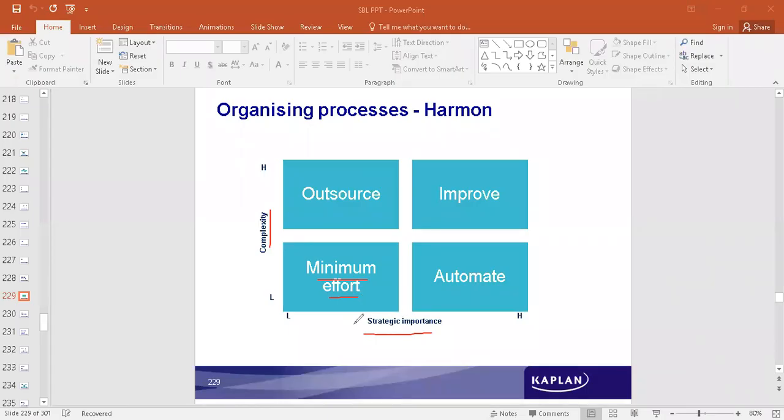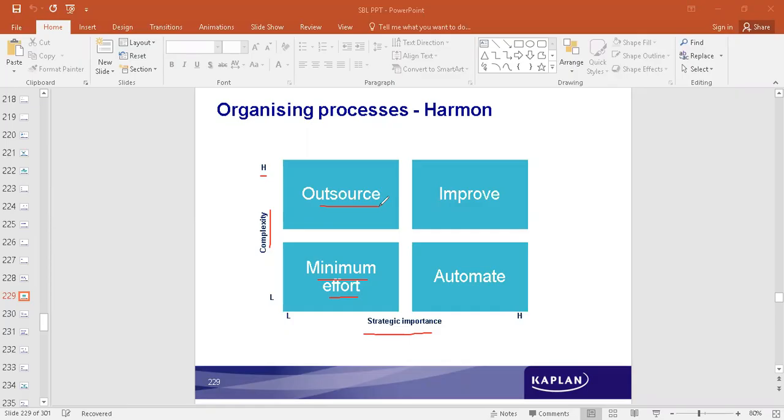But if the strategic importance is low, but it is very complex, it's always better to outsource them. See, the complexity is high and the strategic importance is low. In that case, it has to be outsourced. The reason is, see, if a complex activity has to be taken up, and if they do not have the resources or equipment or the infrastructure, the facilities to carry on with that activity, then in that case it will require a lot of their efforts.